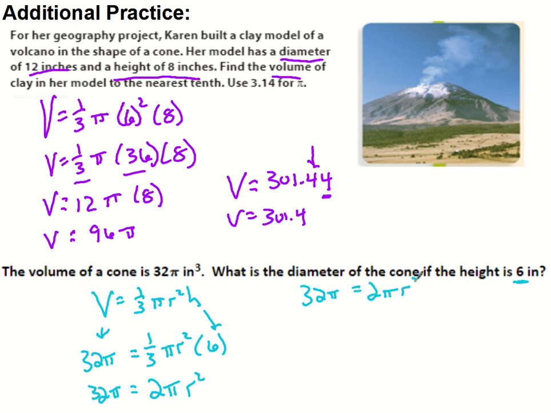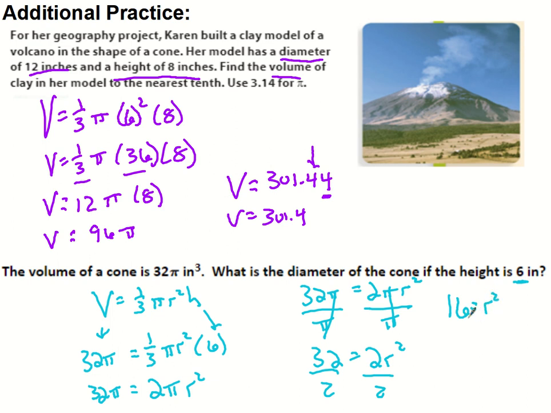Okay, now, well, I got to get rid of this 2 pi. Well, first, if we notice, I'm trying to get rid of the pi, but this is all being multiplied. If I divide by pi, those cancel. So I can divide by pi over here, and those cancel. So I'm left with 32 equals 2 times my radius squared. So this is multiplication. I got to divide by 2. I'm going to get 16 equals my radius squared.